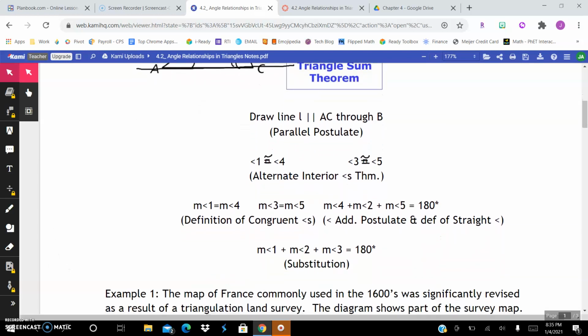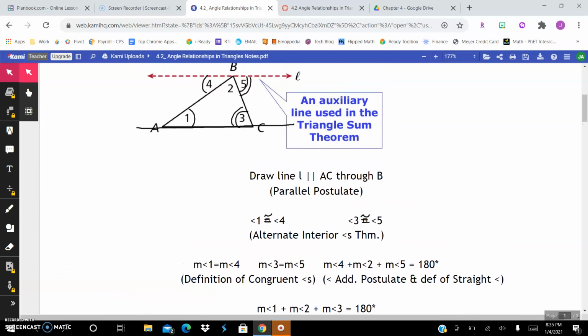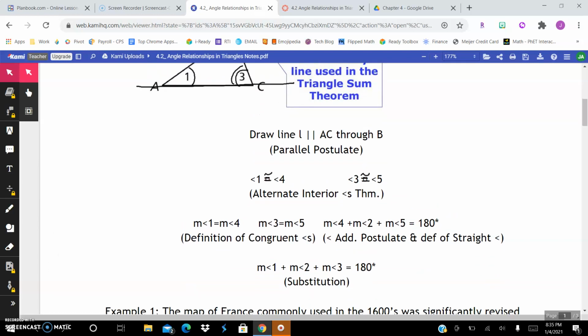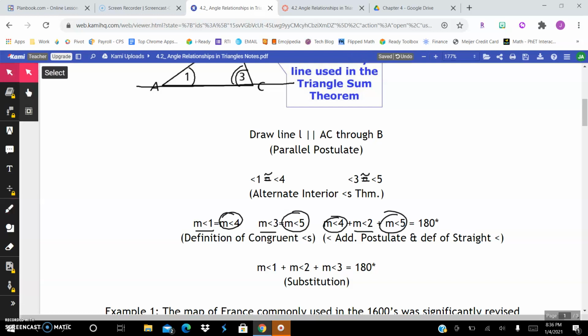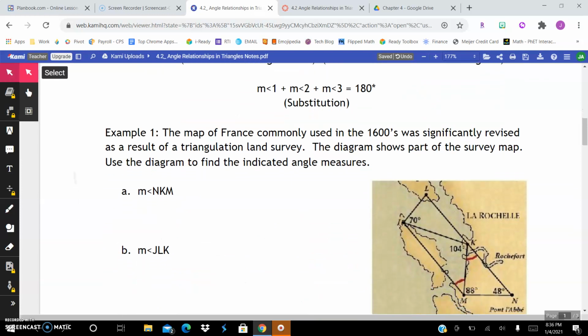And then all three of those takes us down to the fact that we could add the angles 1, 2, and 3 together to get 180 degrees, and that is by substitution. So that is by taking the ones that are not repetitive here. Angle 4 is here and here. Angle 5 is here and here. So we're taking the ones that aren't repetitive and adding them together, and we get the 180 degrees.